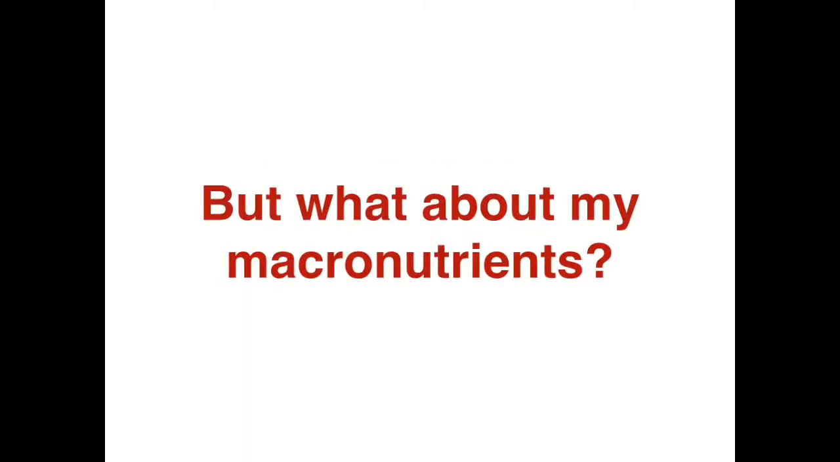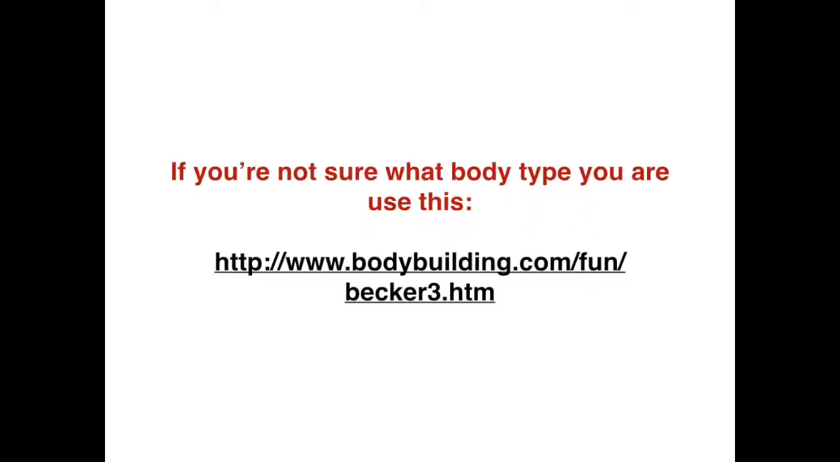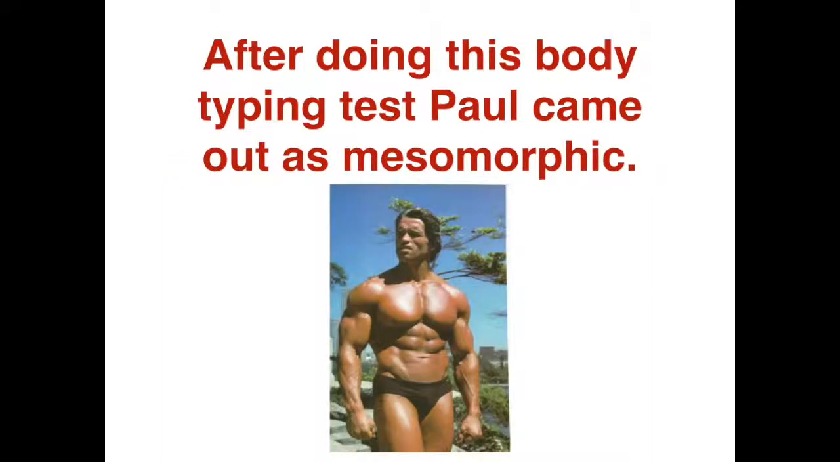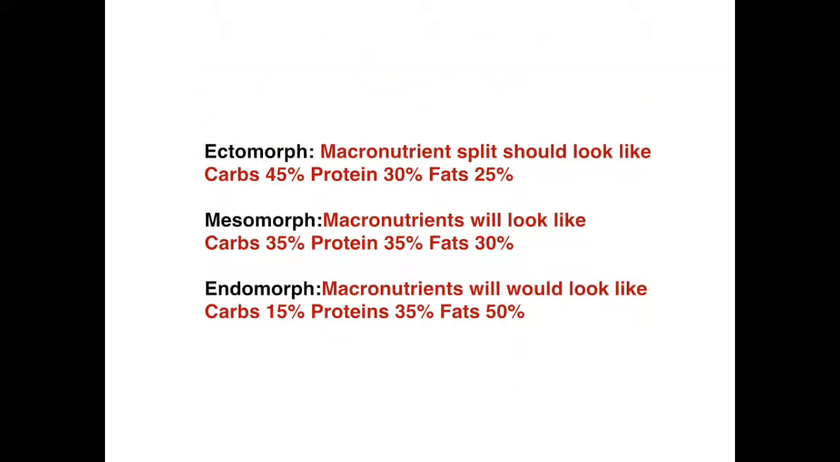Now we need to calculate the macronutrients. So that's the amount of carbohydrates, fats and proteins that you're allowed in a day. First thing you need to do is work out what body type you are. If you still don't know what it is, click on this website and do this test. After doing this test, Paul came out as mesomorphic. So we went through this on the body typing slides, but we're going to go through it once again.